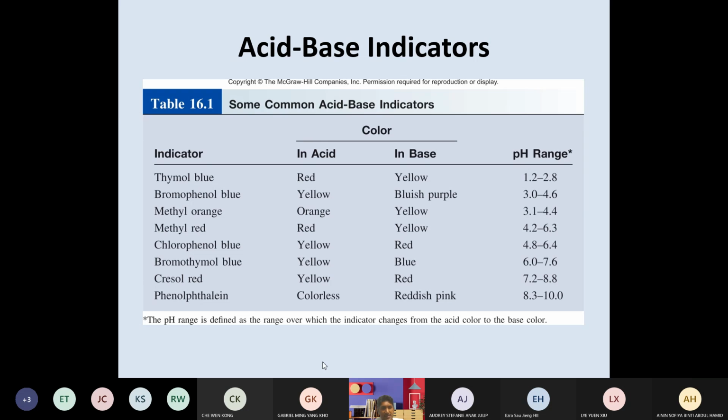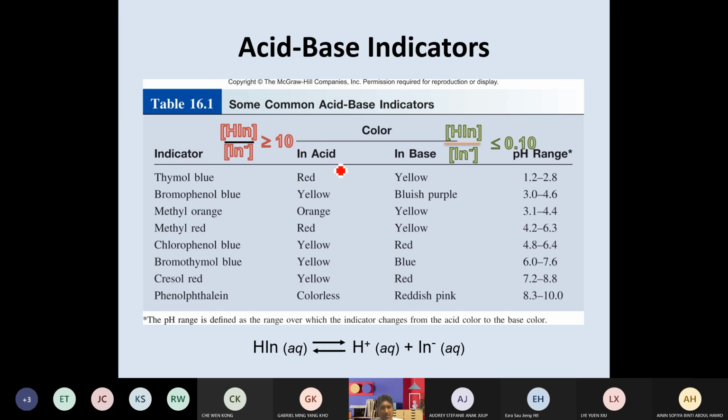So, acid-base indicators. Next, please remind me in the next tutorial class to show you the acid-base indicators. I have a quite nice list of acid-base indicators and how good they look. So if you are there, please remind me of this so I can show you.